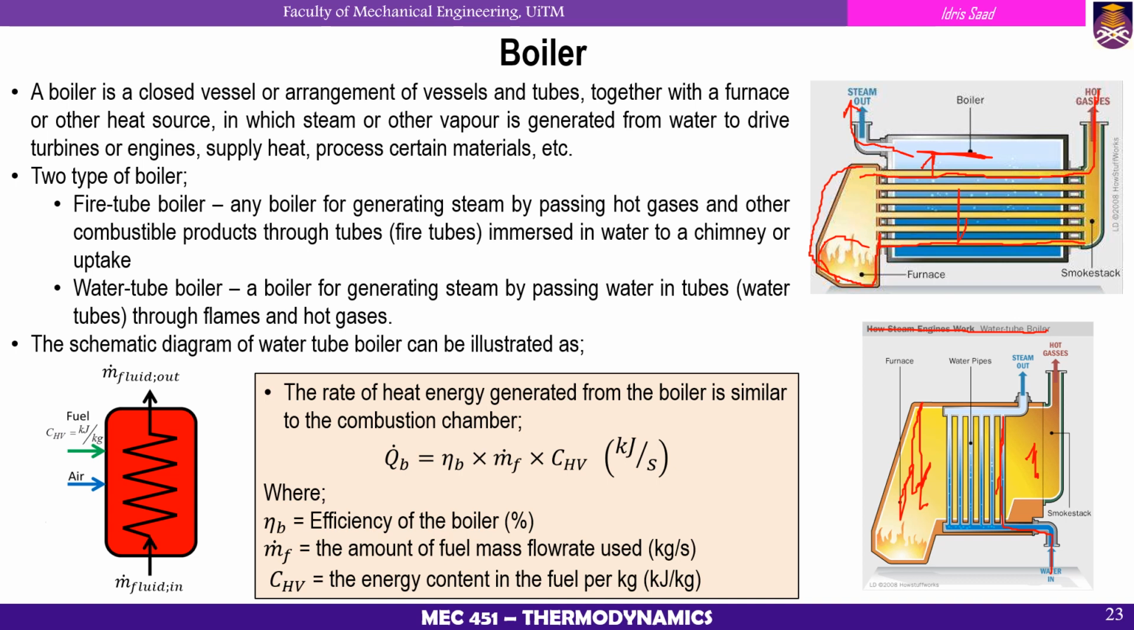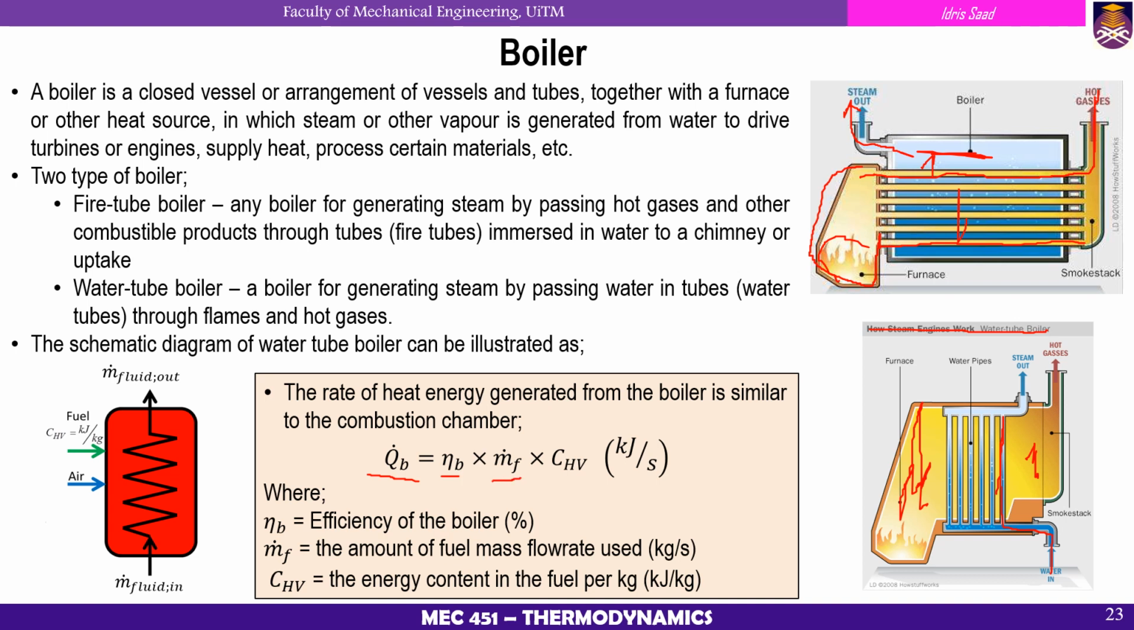We will discuss this steam power plant in detail in chapter 6 in the Rankine cycle. Based on that, we can calculate the rate of heat energy generated, which we denote as Q dot B. So Q is heat, B is boiler. By a similar equation as the combustion chamber, the change is from the efficiency of the combustion chamber, now we use the efficiency of the boiler.